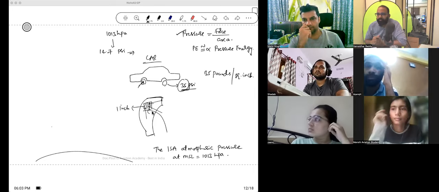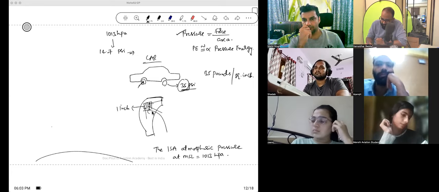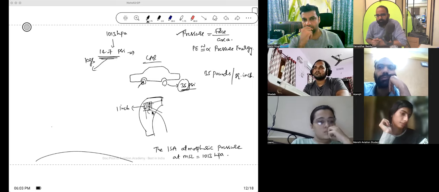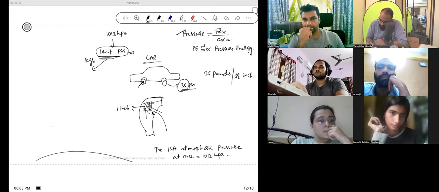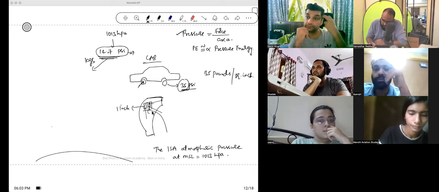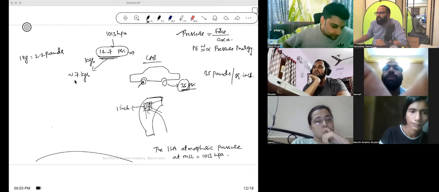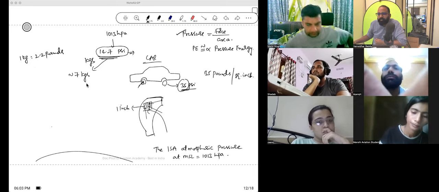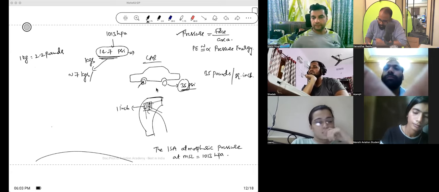Am I clear on this? Now, if you convert 14.7 to kgs, so this is the normal atmospheric pressure, 14.7 PSI. It will approximately come out to 7 kgs. See, 1 kg is 2.2 pounds approximately. So this will come out to be 6.9 something. I'll round off to 7 kgs per square inch.